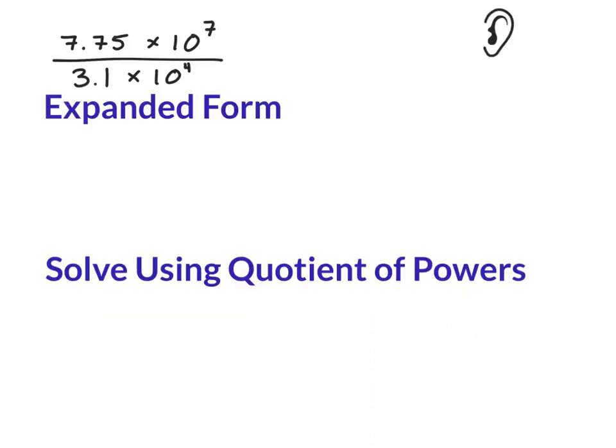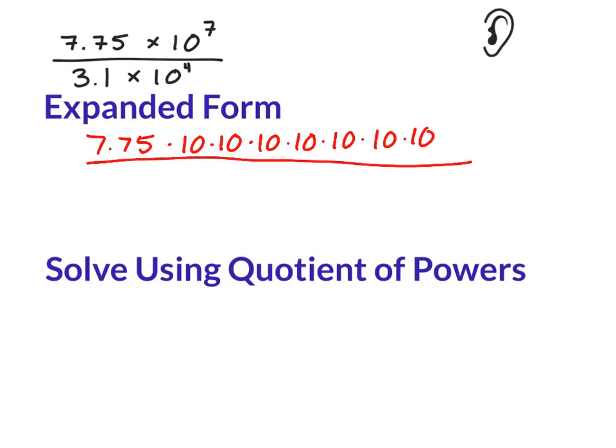It's time for a division example. 7 and 7500ths times 10 to the power of 7, all divided by 3 and 1/10 times 10 to the power of 4. First, I'm going to write this out in expanded form. So 7 and 7500ths times 10 multiplied as a factor 7 times, so 10 times 10 times 10 times 10 times 10 times 10 times 10, all divided by 3.1 times 10 multiplied as a factor 4 times, so 10 times 10 times 10 times 10.